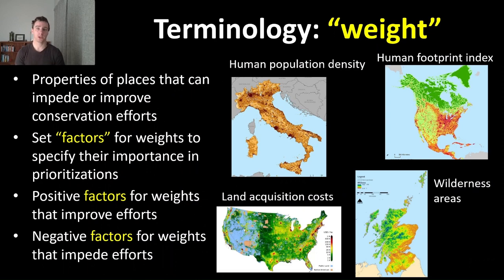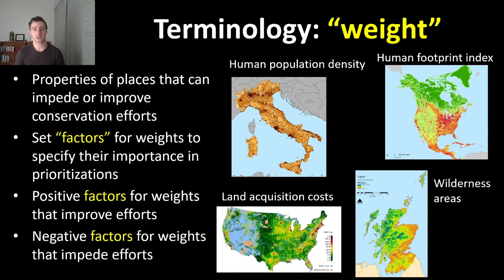Another key piece of terminology is weight. So earlier we talked about features, and we talked about goals. Features are things that you care about and want to represent in your priority areas, and goals let you specify minimum threshold levels for ensuring that features are represented in priority areas. Weights play a different role. Weights describe properties of places that can impede or improve conservation efforts. And you set factors for the weights to specify how much they will impede or how much they will improve conservation efforts. So goals are for features and factors are for weights.